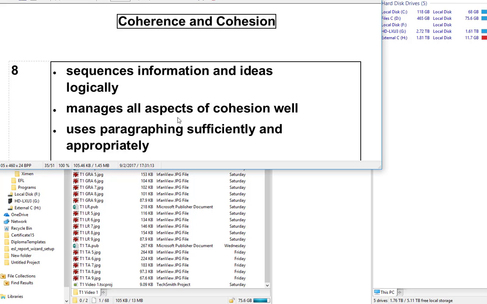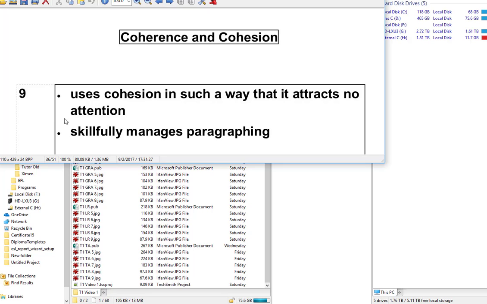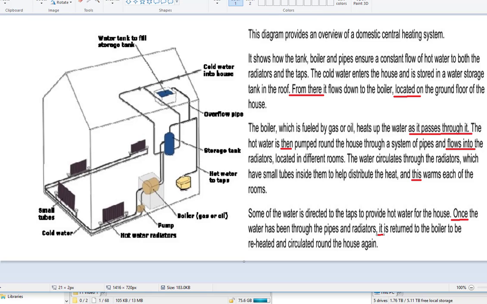Let's see. Probably an 8 for coherence and cohesion. Because to get a 9, it would have to attract no attention. Probably a little bit high for that, but I think 8. 8's a fair score. If we go on to look at the vocabulary, we have this constant flow. Well, vocabulary is always difficult to get a really high score for. We have this located on, which I mentioned in cohesion also, put here.